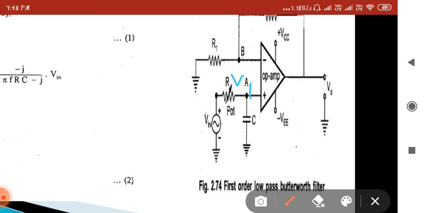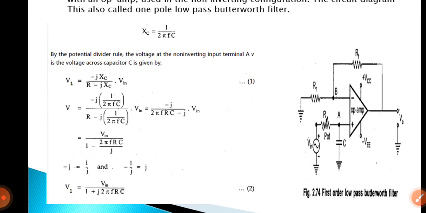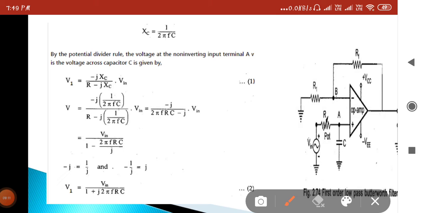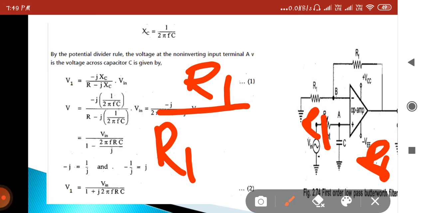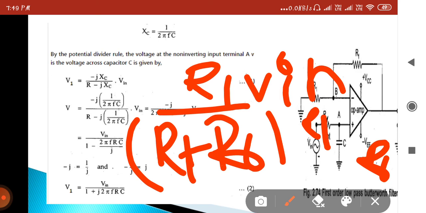V1 is the voltage at the non-inverting terminal, right? V1 equals minus j Xc divided by R minus j Xc, into Vin. Before, when we had R1 and RF, it was R1 divided by R1 plus RF into Vin, which we took by the voltage divider rule.